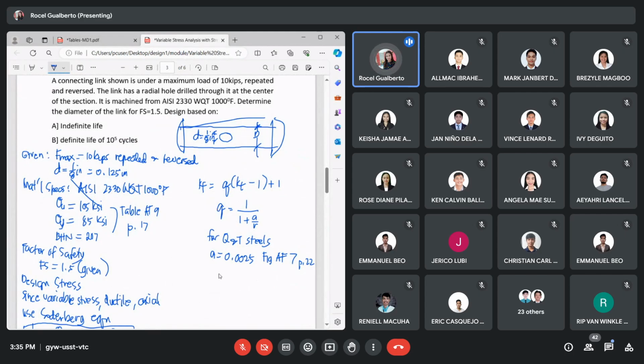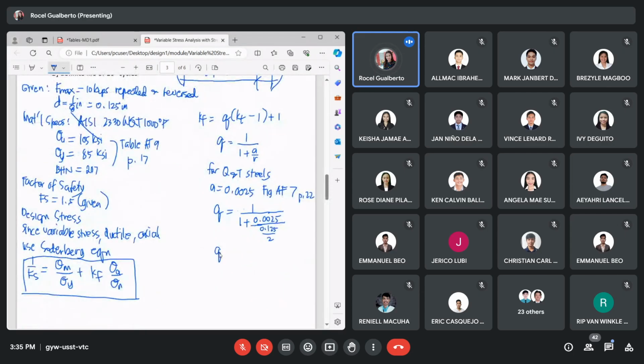0.0025. So with that, you can compute for Q. 1 over 1 plus 0.0025 divided by the radius. The diameter is 0.125, then divide this by 2, since it is the radius. So, what is now the value of Q? Answer?